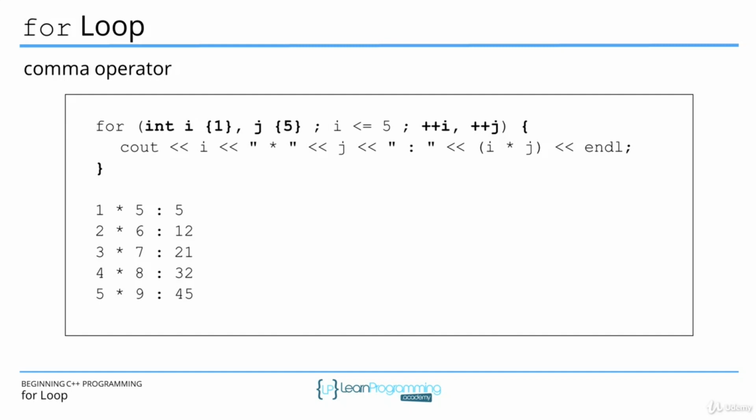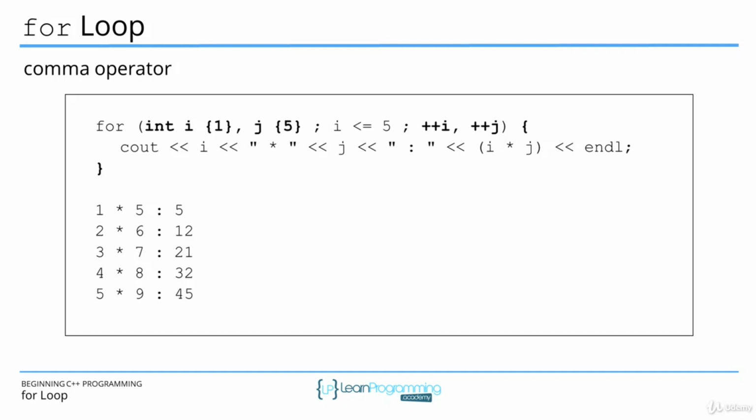In this example, we want i to start at 1 and j to start at 5. And we want to loop while i is less than or equal to 5. The output statement of the body of the loop displays i times j, the product. Then the increment also uses a comma operator to increment both i and j. So in this case, i goes from 1 to 5 and j from 5 to 9. And at every iteration, we display the product of i and j. Walk through this example slowly yourself and you'll see that it's pretty straightforward.